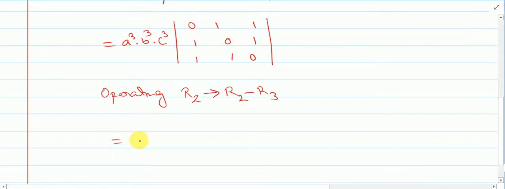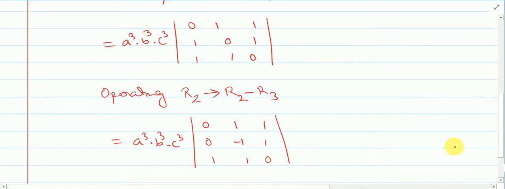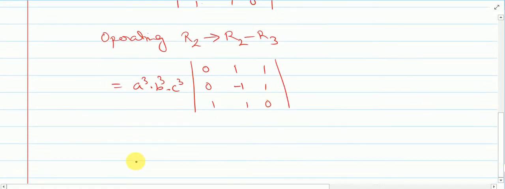So now what will happen, we get a cube, b cube, c cube, okay, and 0 1 1, here we'll get 0 because this one minus this one, okay, and minus 1 1 1 1 0. Now let us expand along the first column.